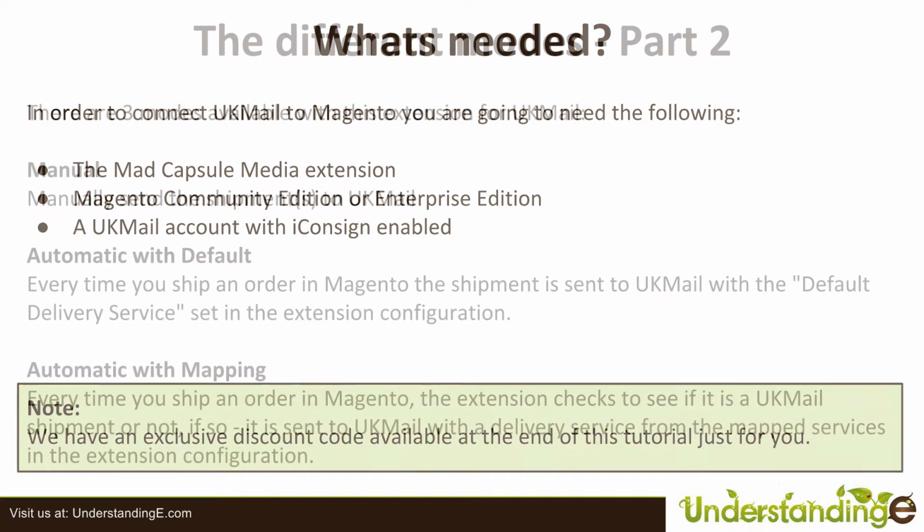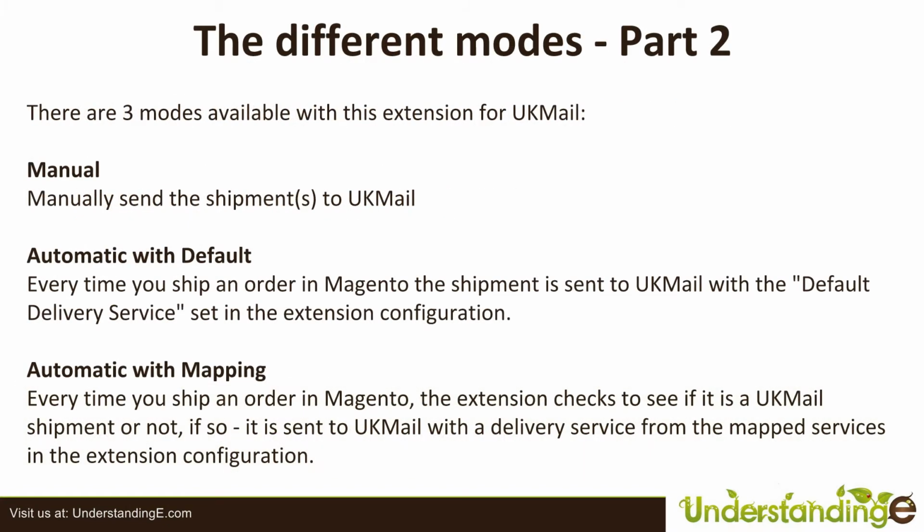Now, Mark, these extensions come with a couple of different modes. Can you just explain those for us? Sure. So obviously, everybody operates slightly differently. There are three modes. The first mode is manual. This is the mode where the user or the merchant would go into each shipment and select which shipper method, like which service UKMail will send out the shipment on. So, I don't know, next day or 2-day delivery.